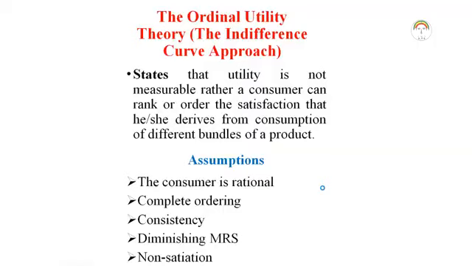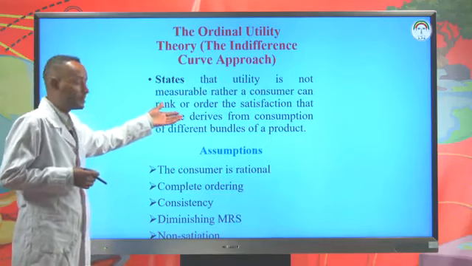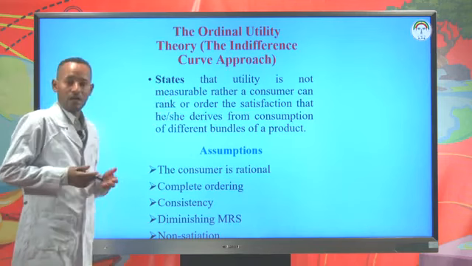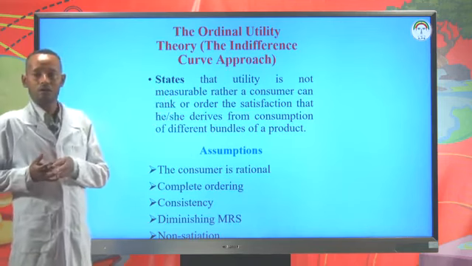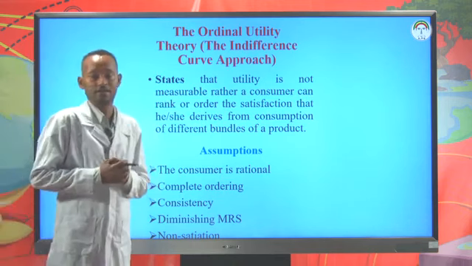The second lesson of the Theory of Consumer Behavior is the ordinal utility theory, or the indifference curve approach. The ordinal utility theory states that utility is not measurable. Rather, a consumer can rank or order the satisfaction that he or she derives from consumption of goods and services.